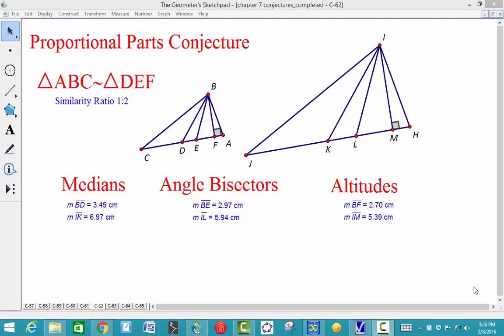Okay, conjecture number 62, proportional parts conjecture. It states, if two triangles are similar, then the lengths of their corresponding altitudes, medians, and angle bisectors are proportional to the lengths of the corresponding sides.